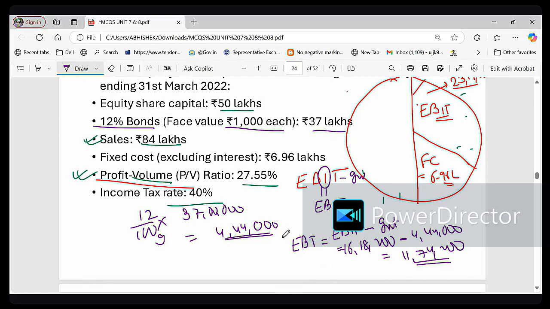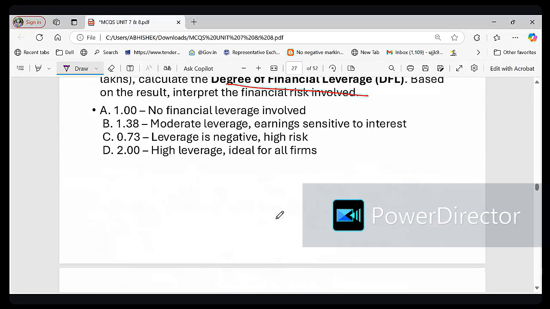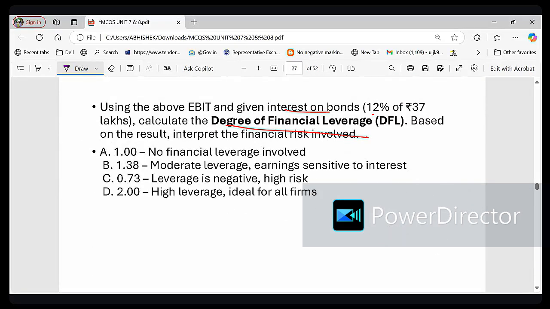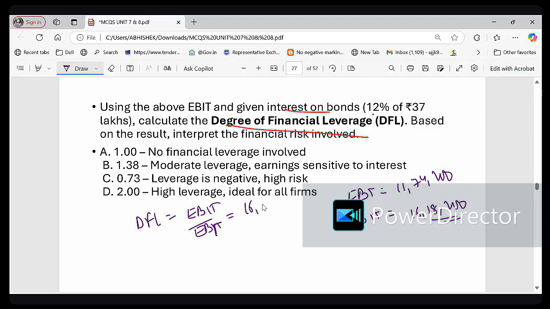Now let's come back to this question. We have to calculate the DFL, right? So now we have calculated EBT. EBT is 11,74,200. And EBIT we have calculated as 16,18,200. What is our DFL? DFL is the ratio of EBIT upon EBT. So it will be 16,18,200 divided by 11,74,200. So what value are you getting?